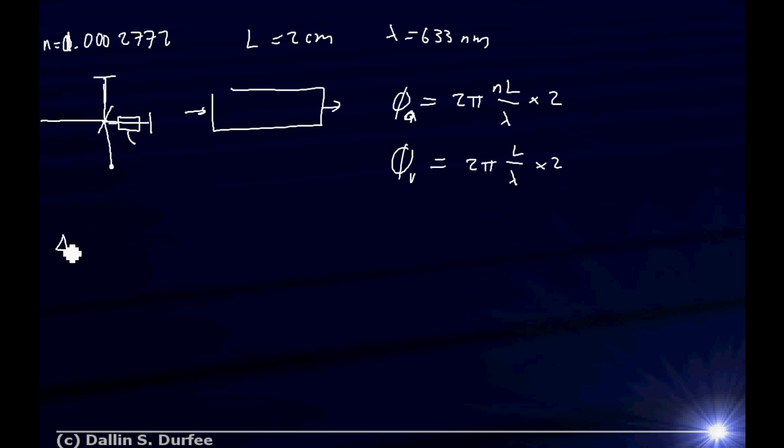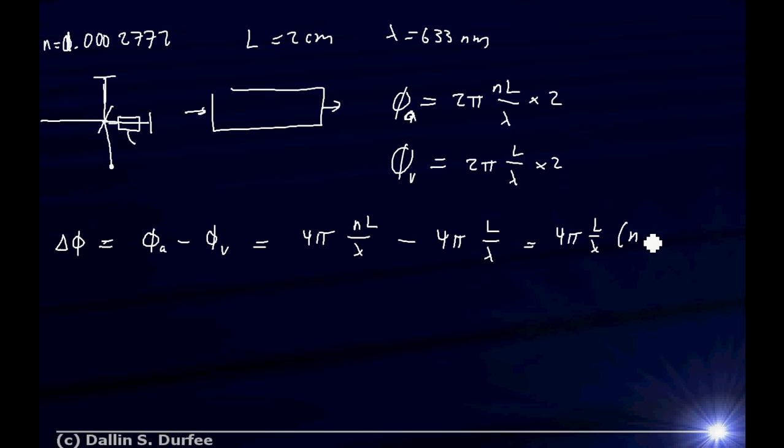So how much does my phase change for this beam when I suck the air out? Well, it's going to be what I had with air minus what I have with vacuum. Alright? And with air I have 4 pi nL over lambda. And with vacuum I have 4 pi L over lambda, right? n is 1 for my vacuum. Which means that this is just going to be 4 pi L over lambda times (n minus 1). That's how much the phase changes.